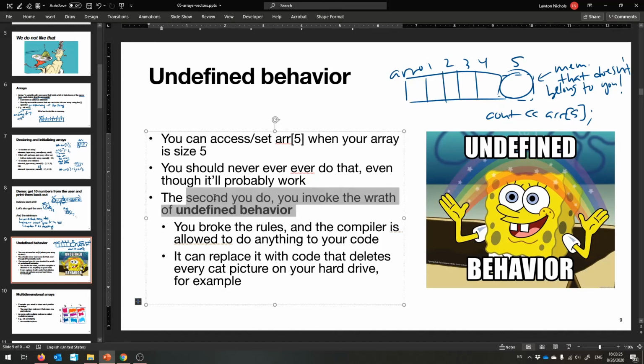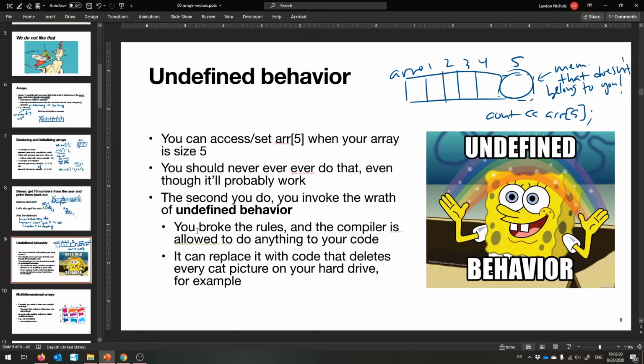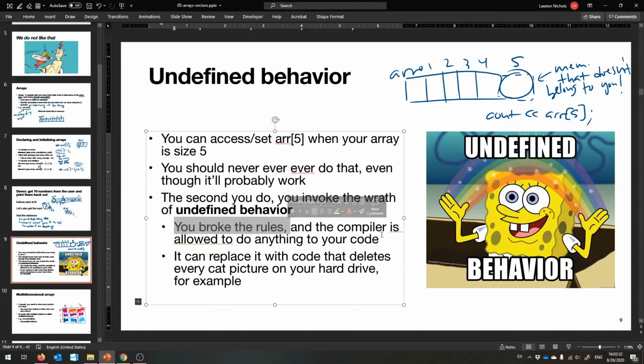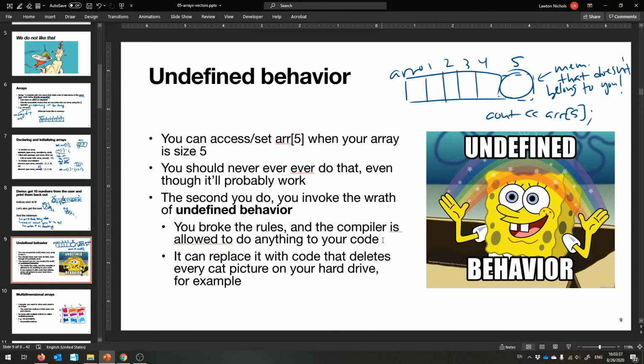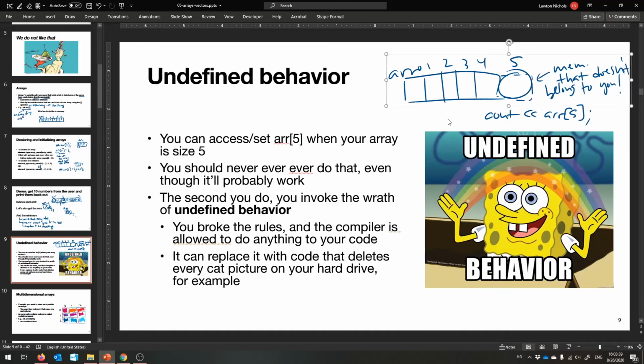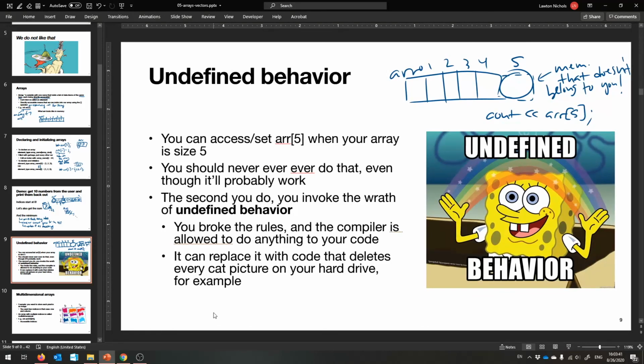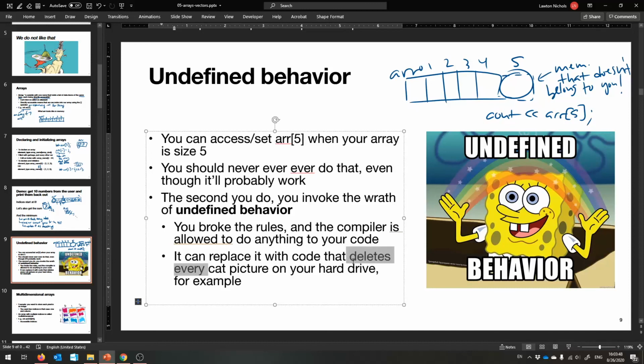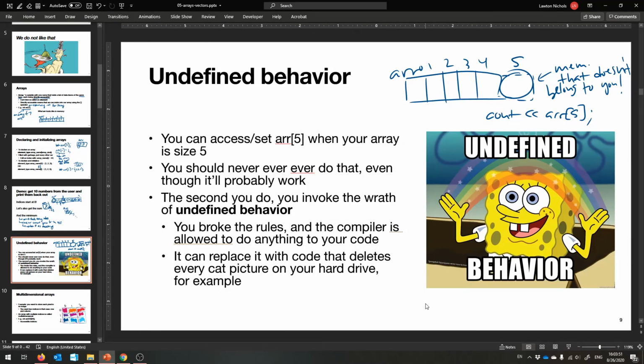But once you do this, you invoke the wrath of this thing called undefined behavior. And you broke the rules of C++, and now the compiler, if it ever notices that you did this, it's allowed to change your code to anything because this is undefined. It can be whatever it wants to be. So the compiler is legally allowed to replace your code with equivalent code that just goes through every cat picture on your hard drive and deletes it. Okay? It can do that if it wants to. That is part of the C++ standard. It would allow that. Okay? So please watch out for this.